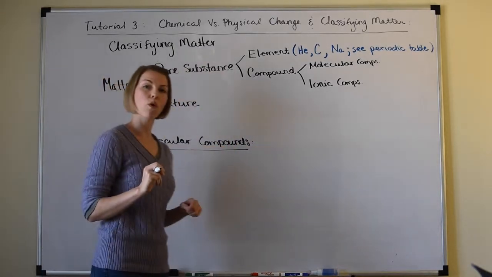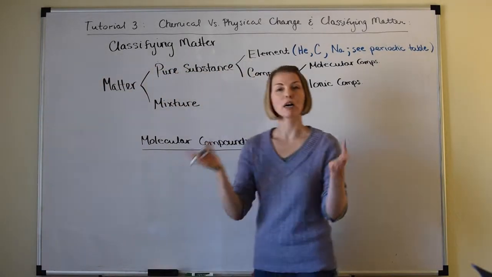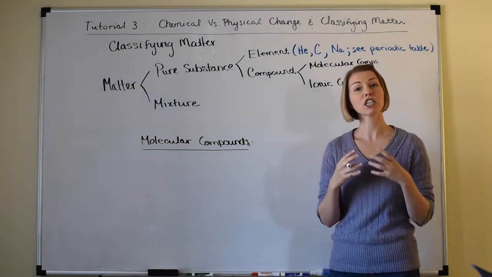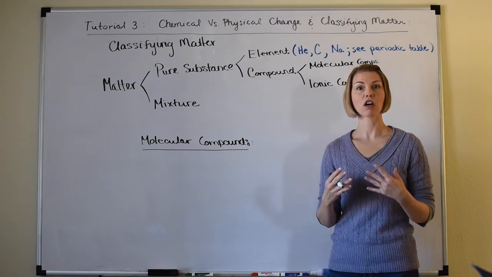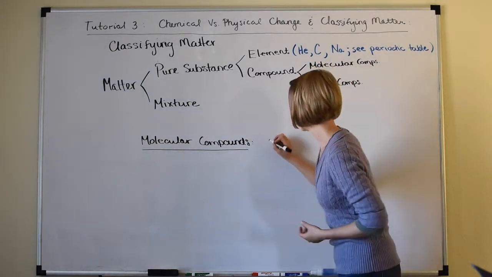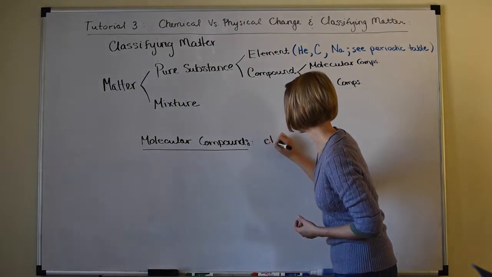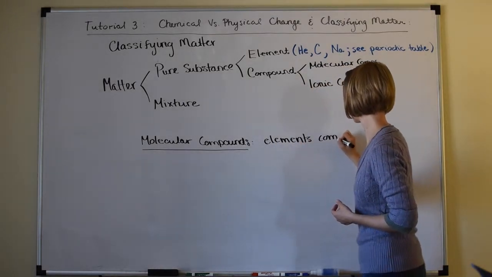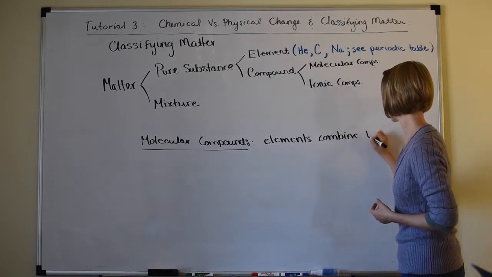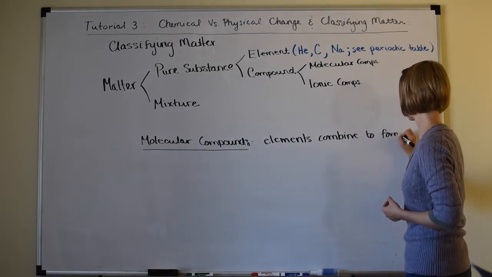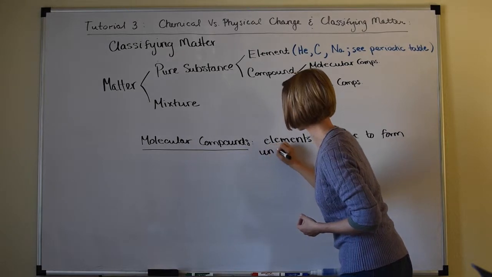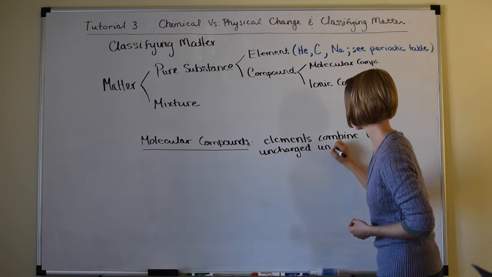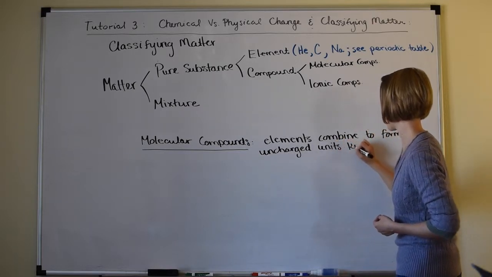Molecular compounds form when elements combine by sharing their electrons, and therefore they form uncharged particles called molecules. All right, here, elements combine to form uncharged units known as molecules.